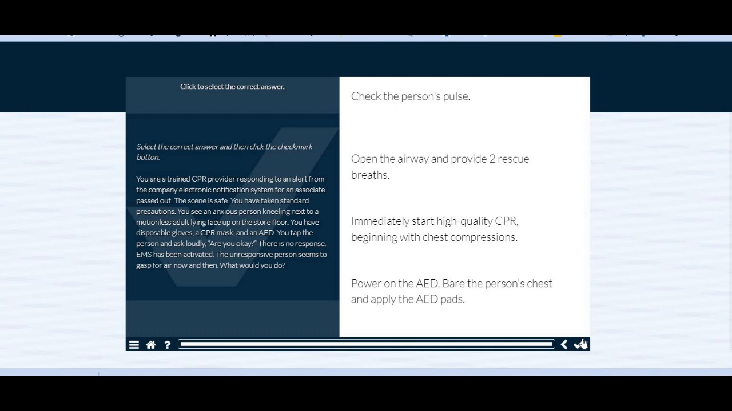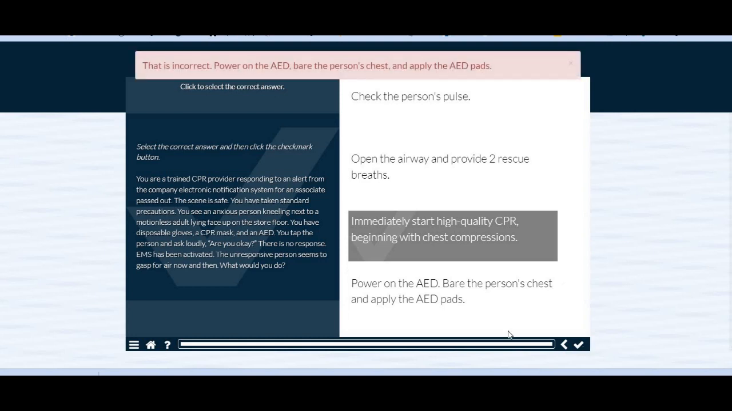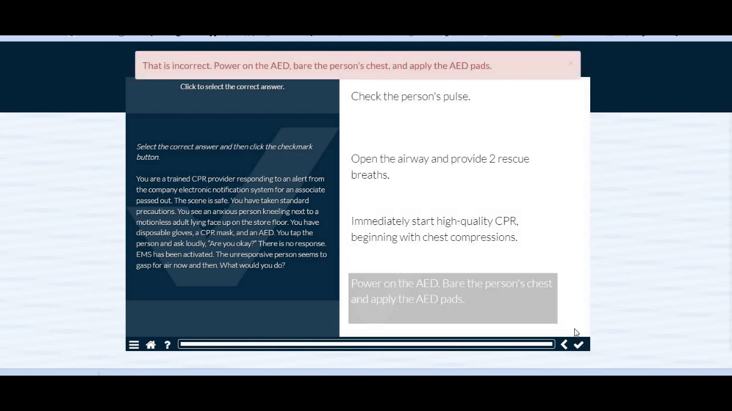Let's see. Let's see if that's... No. Power on the AED. Okay.